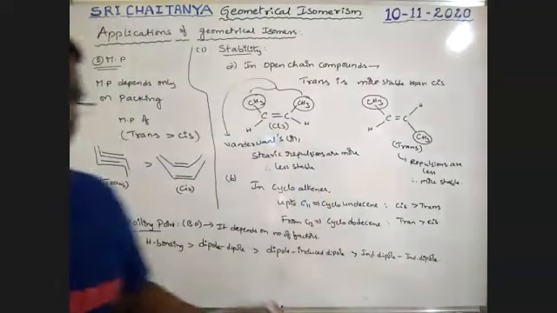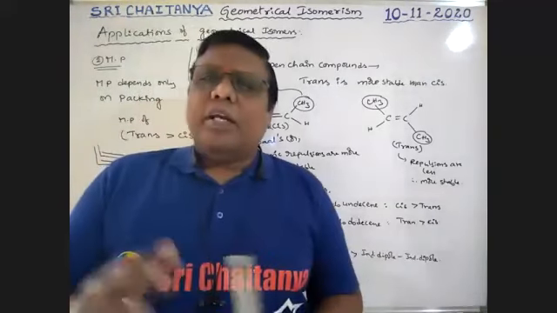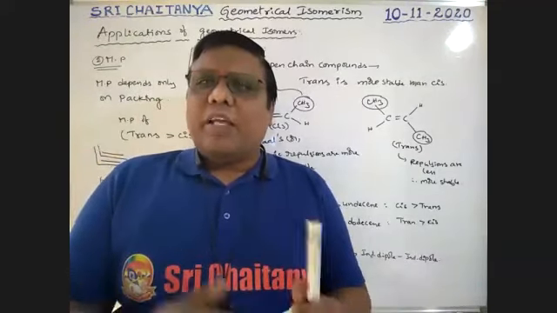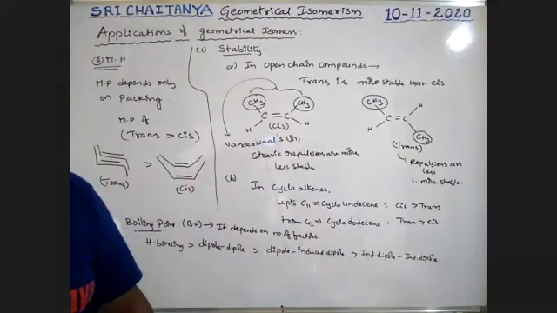Therefore, the order of boiling points is as follows: hydrogen bonding is greater than dipole-dipole, dipole-dipole is greater than dipole-induced dipole, and that is greater than induced dipole-induced dipole. Dipole means polarity, boys, that is dipole moment. I will explain.